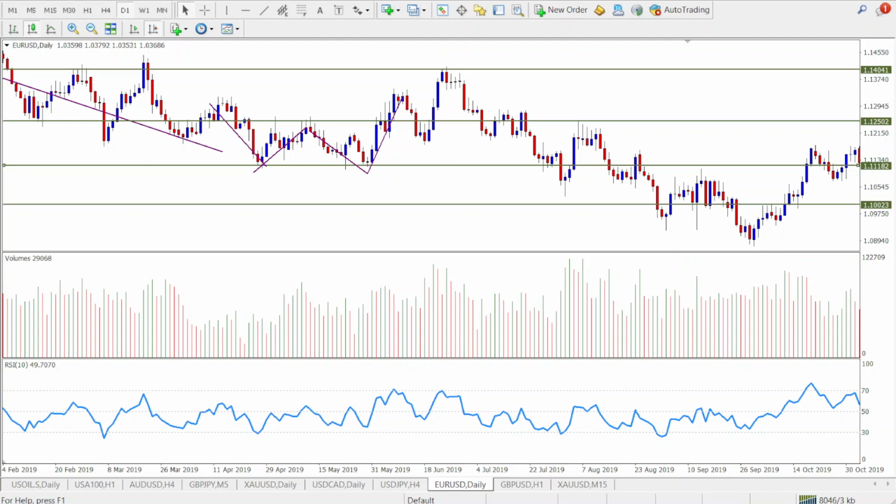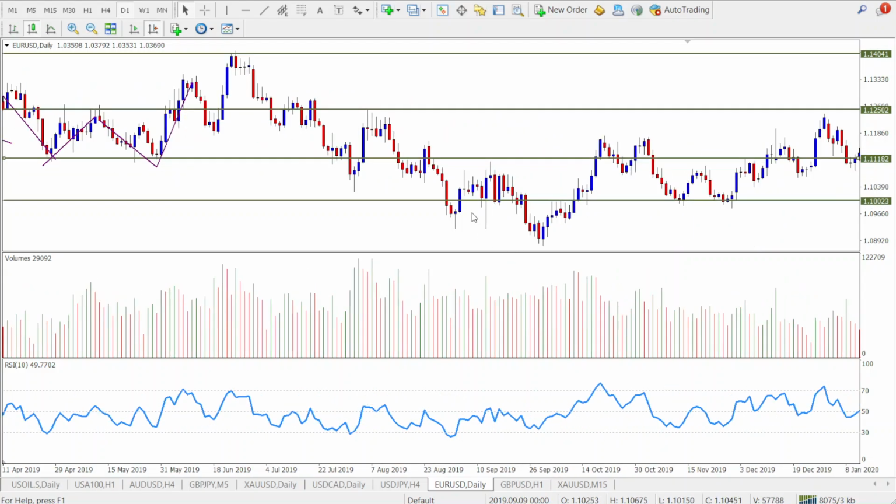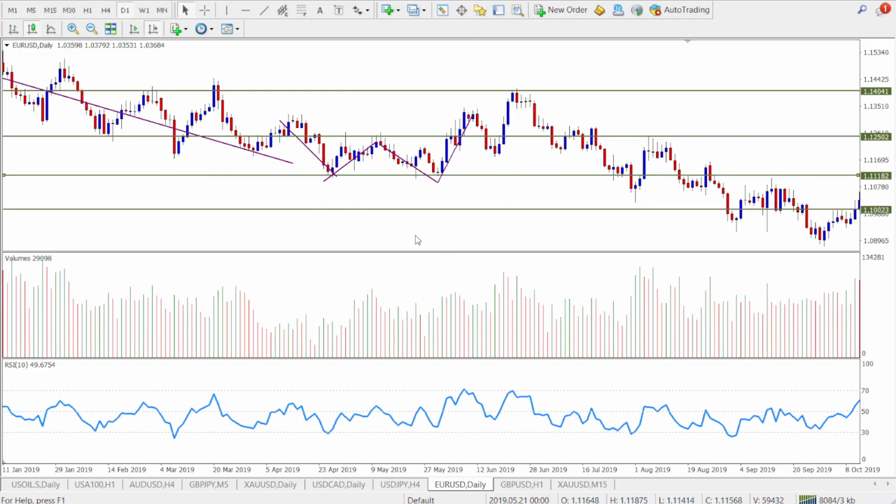All right, then you can use multiple time frames. Confirm the pattern on a higher time frame for stronger signals. As you can see, this is the daily time frame. It's good to confirm the signals on the higher time frames. And then avoid trading in choppy markets. Double tops and double bottoms work best in clear trending markets.